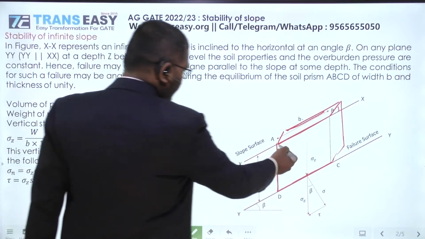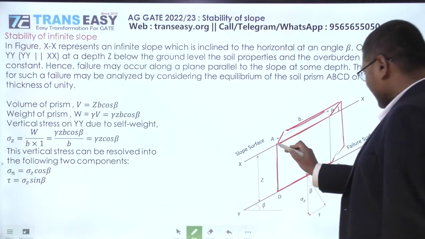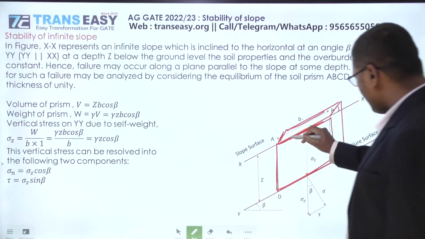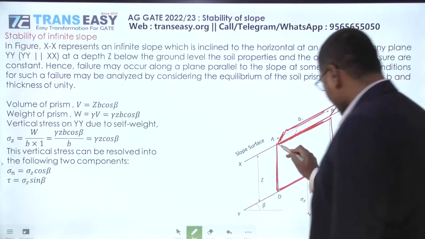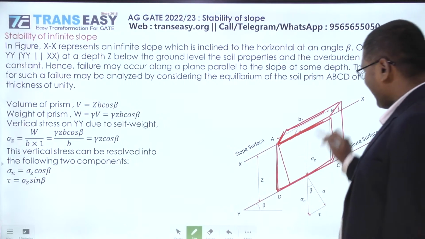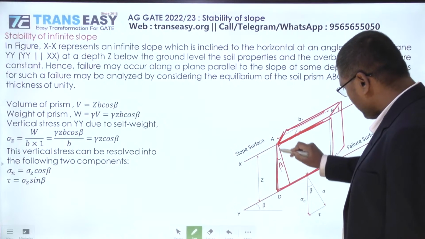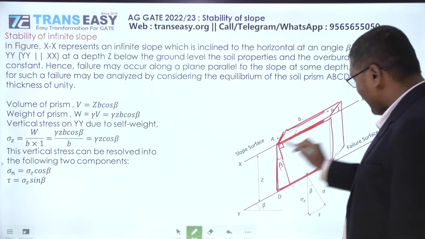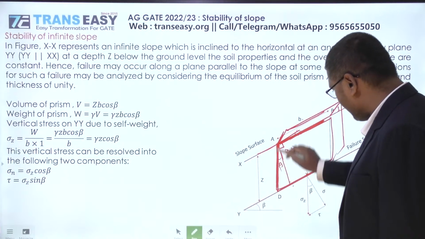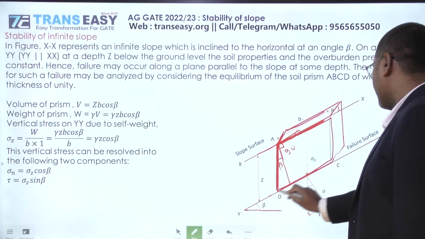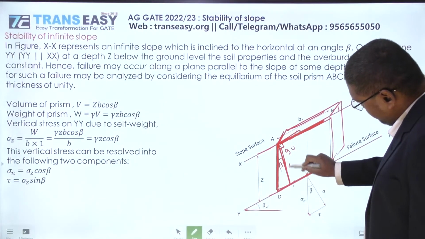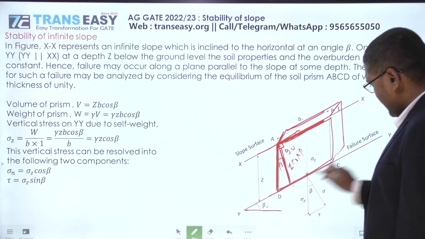Now guys, we can easily find the volume of this prism. Volume is this area into 1. Area calculation is very easy. Sum of parallel sides into the perpendicular distance between these two parallel sides. This angle is beta, because this is normal to both parallel lines. So this is 90 degrees, and due to the slope of this bed, this vertical line will make angle beta, that is the angle of slope. So this becomes z cos beta, the vertical distance between these two parallel sides.